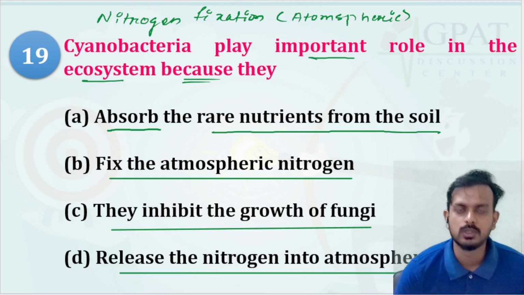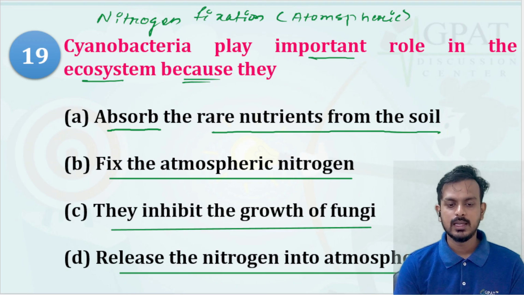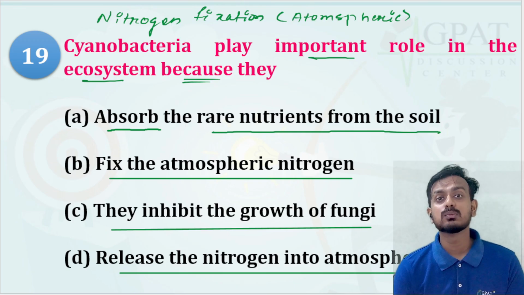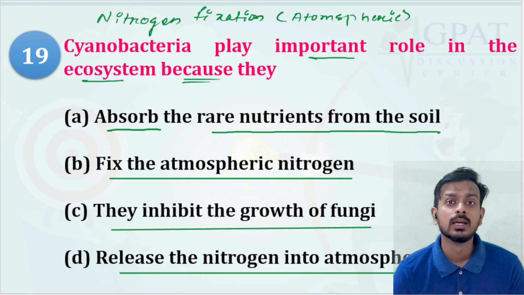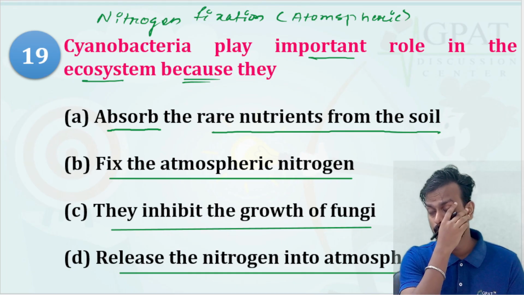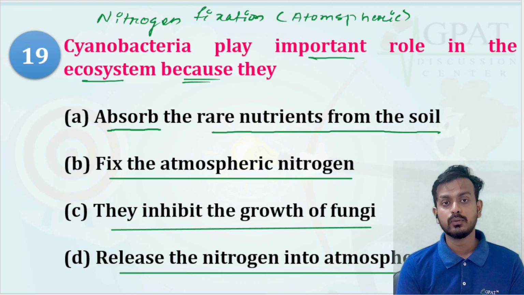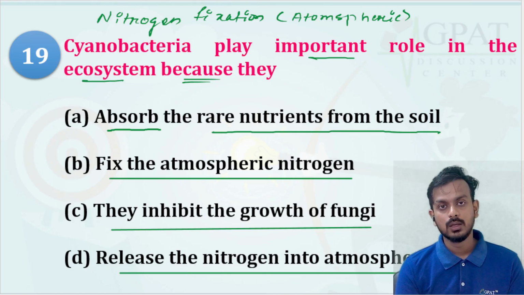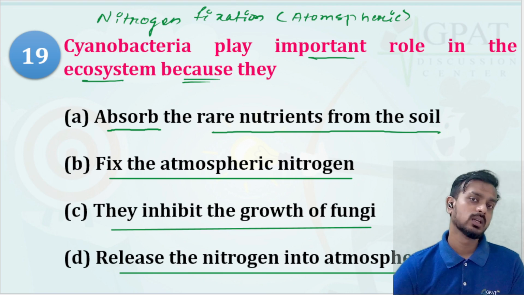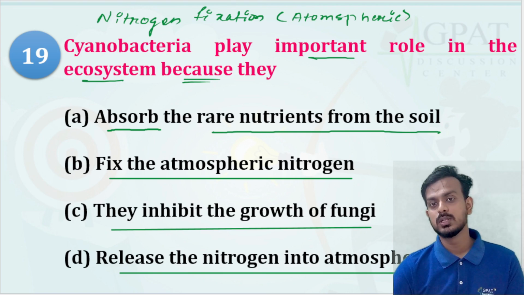Who can answer this question? Cyanobacteria play an important role in the ecosystem because they fix the atmospheric nitrogen. You know, right? They are basically located in different plants, and they basically fix the atmospheric nitrogen.